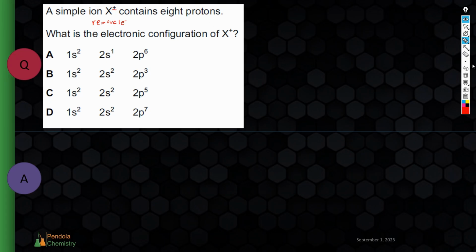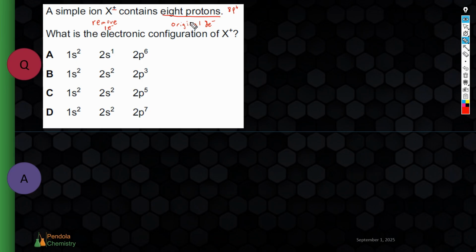The fact that we remove 1 electron, let me make this a little better. We have removed 1 electron from the original atom because of plus 1. Again, we don't know what the original atom is. X is just a placeholder. And they tell us that this ion contains 8 protons. Now, this gives us more information than we would normally think. Because an ion having 8 protons means that the original atom had 8 electrons.